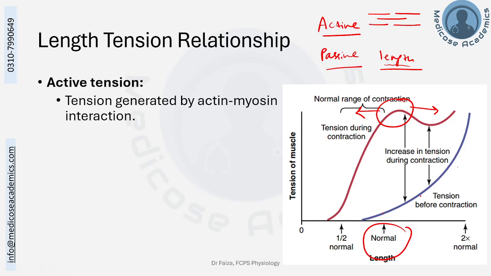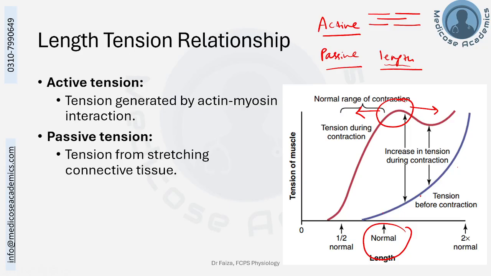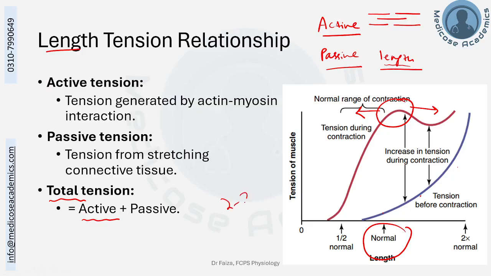Active tension is generated by actin-myosin interaction. Passive tension is simply because of stretching of the connective tissue. Total tension is a combination of active and passive tension. Either we talk about active tension or we talk of total tension, the length tension relationship is approximately the same. The tension is going to be maximum at the optimum or normal resting length, that is 2 to 2.2 micrometer, and it will decrease on both extremes, overstretching or over shortening.